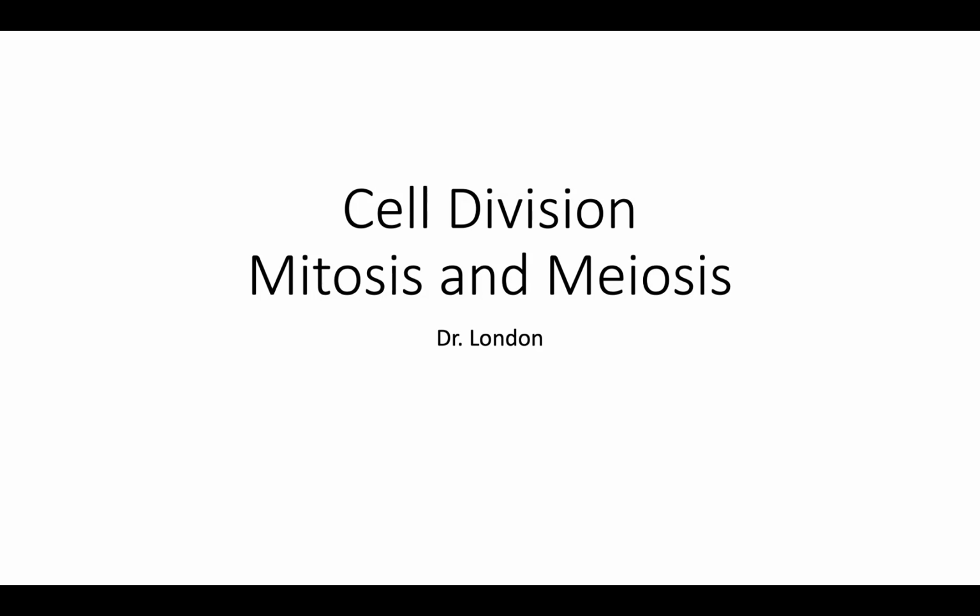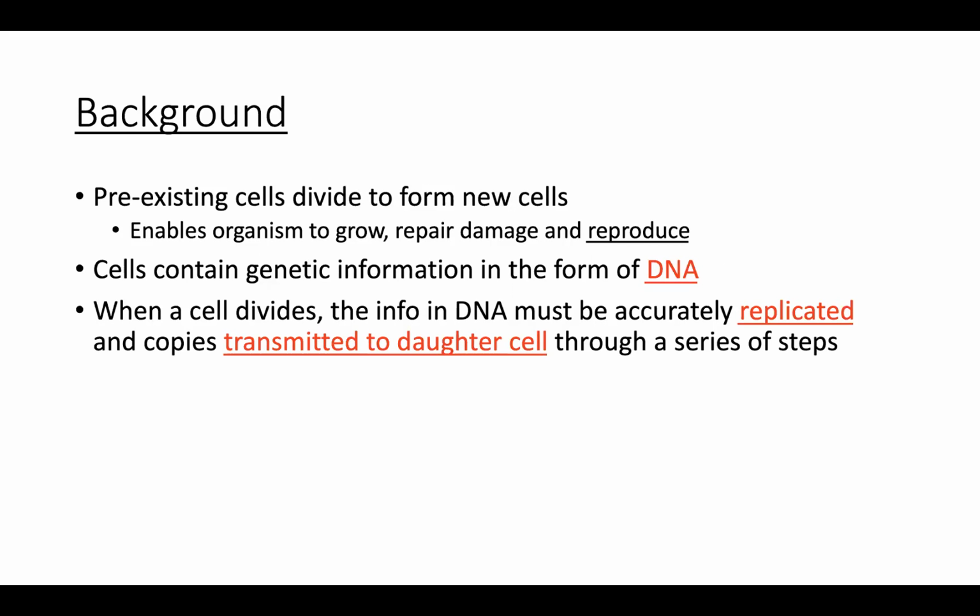So remember, not all cells in our bodies are the same. All right, so we're going to look today at this process known as the cell cycle and how we generate new cells. Again, just a little background information: pre-existing cells, cells that we already have in our bodies, divide to form new cells. This process is necessary in order for organisms to grow, in order for us to repair tissue damage, and in order for us to reproduce, right?